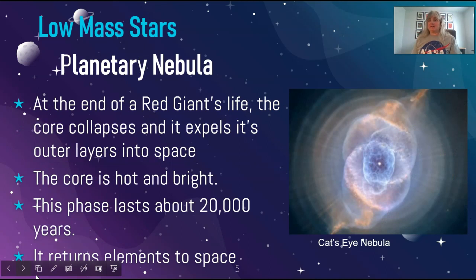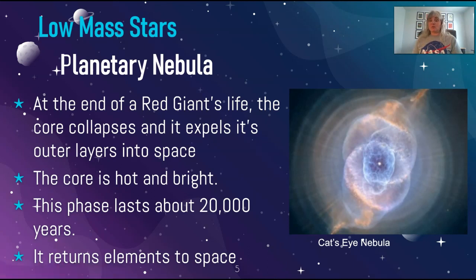After that phase, the outer layers keep expanding and expanding, and the core collapses and it loses control of its outer layers by gravity. The gravity can't hold on to its outer layers, and so they slowly drift off into space. The core is very hot and bright. You can see the core right here in this nebula. This is called the Cat's Eye Nebula.